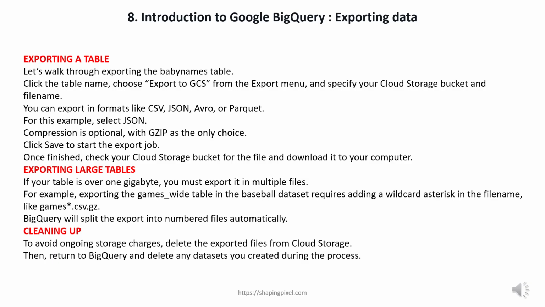If your table is over 1 gigabyte, you must export it in multiple files. For example, exporting the games_y table in the baseball dataset requires adding a wildcard asterisk in the file name like gamesstar.csv.gz. BigQuery will split the export into numbered files automatically.